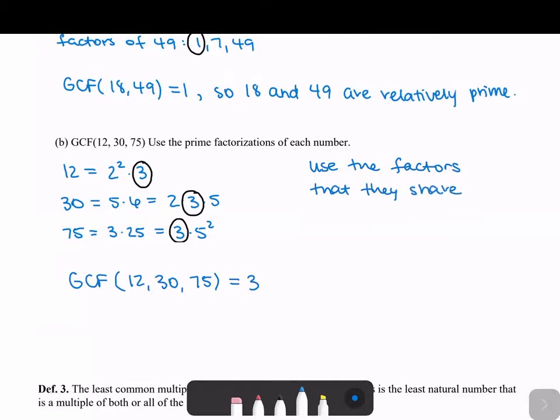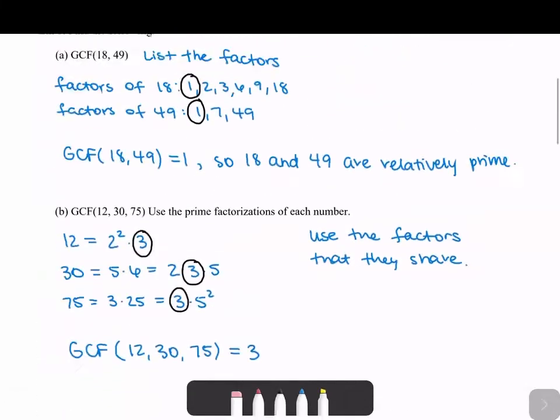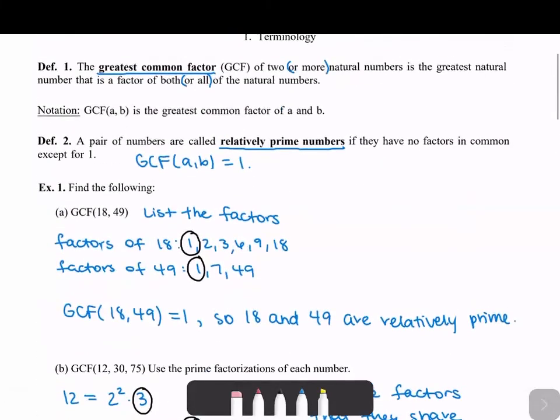So for example, if they all had a 3 in common and a 2 in common, then the greatest common factor would be 6, which is 3 times 2. So we just want to use the factors that they share, the numbers that occur in every prime factorization that we're looking at. Okay, so those are examples for greatest common factor.